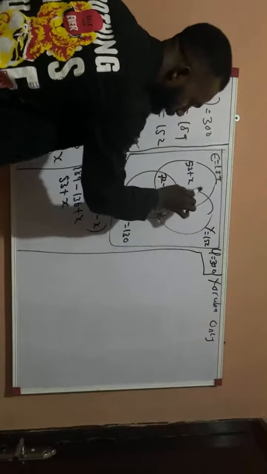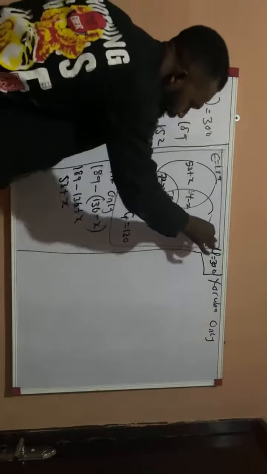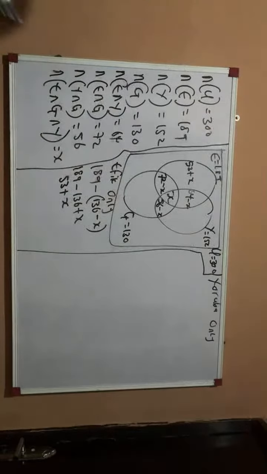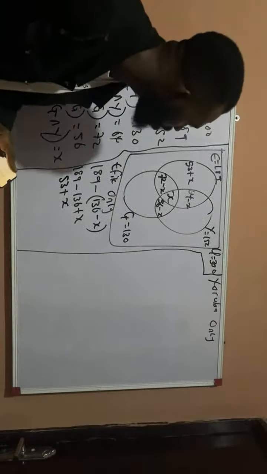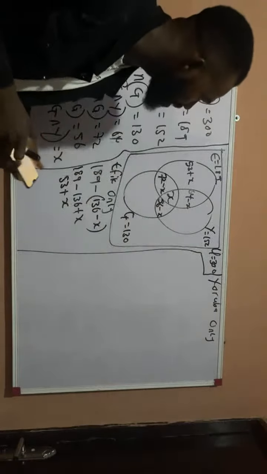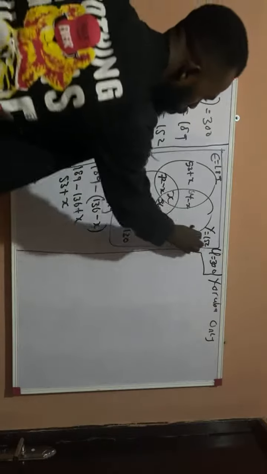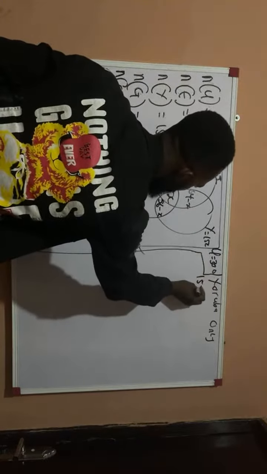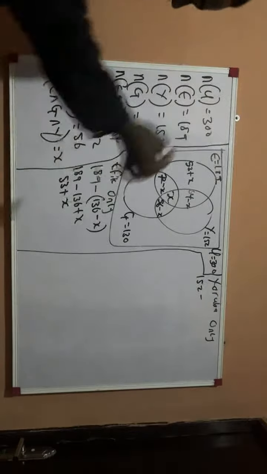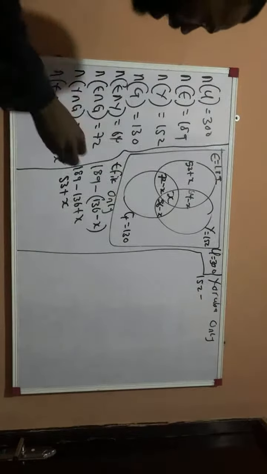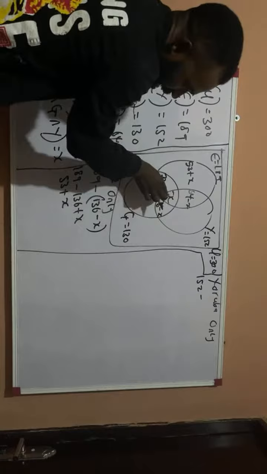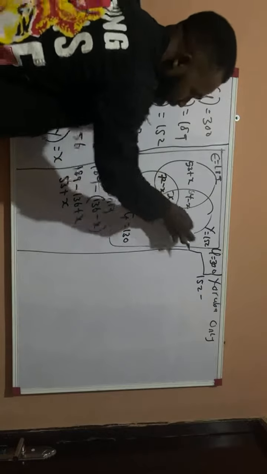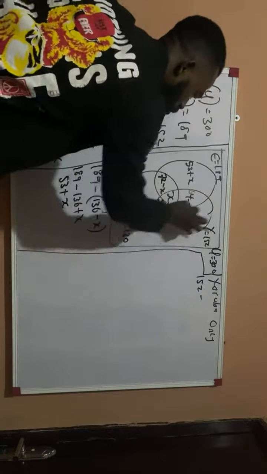Everything in the circle of Yoruba added together, then subtract it from the total number of Yoruba lovers. And the total number of Yoruba lovers is 152. So without wasting time, we will say 152 minus, now what are the things inside the circle of Yoruba? 64, minus x, and 56, minus x. Look at it. That is it.